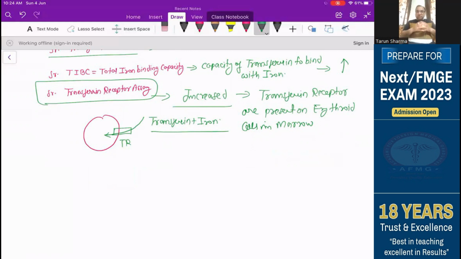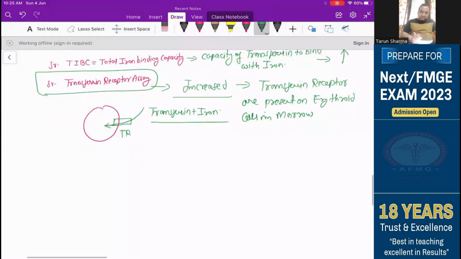So more and more crowding of the receptors will be there on the cells of the erythroid. More and more receptors are going to shed into the blood also, and you are going to measure those levels in the blood. So remember, whenever there is iron deficiency, the erythroid cells want more and more iron, and they increase their capacity by increasing the receptor number at the surface of the cells. More and more receptors are going to shed into the peripheral blood, that you are going to measure.